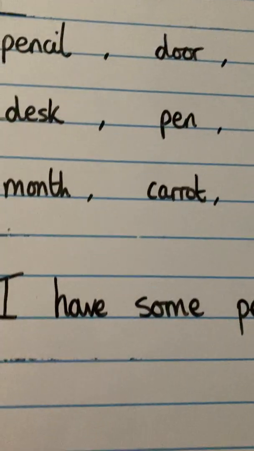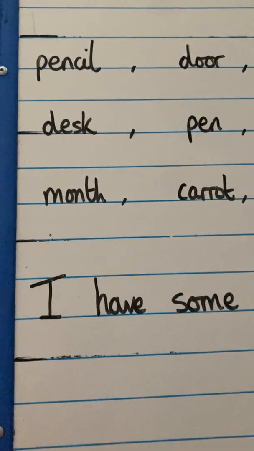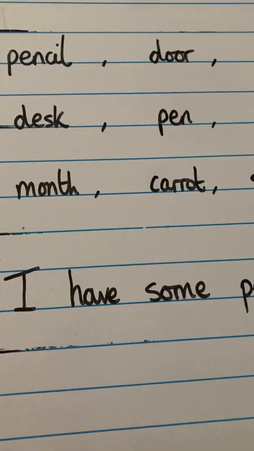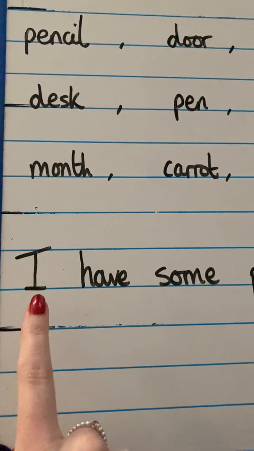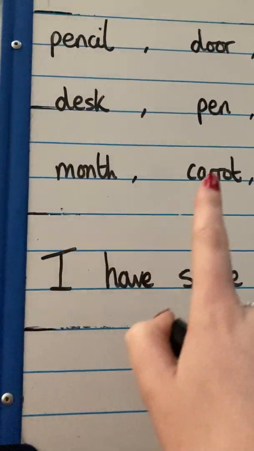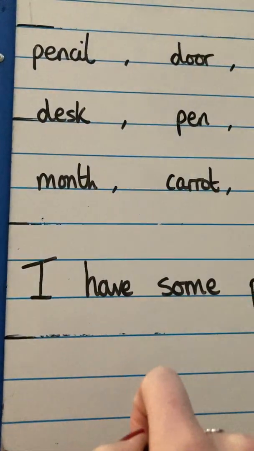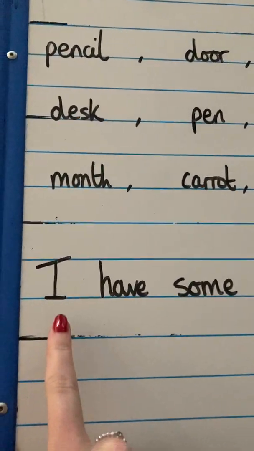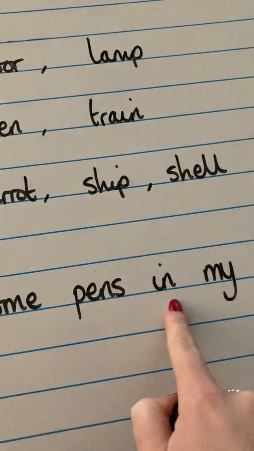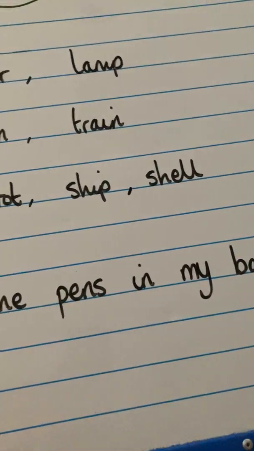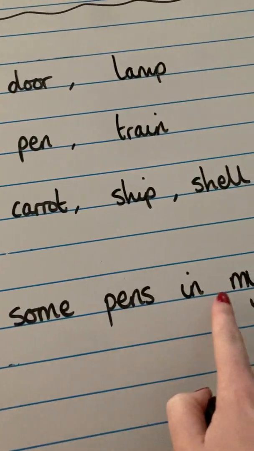Okay, so when you've done that, when you practice those words, you can choose some and put them in a sentence. So I've got a sentence here. I have chosen the word pen. I've made it into a plural, which is pens. And I've written, I have some pens in my bag.